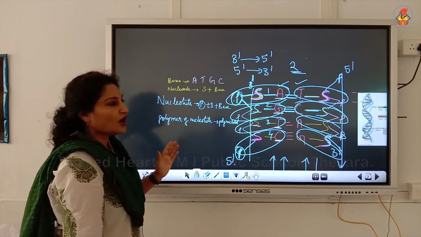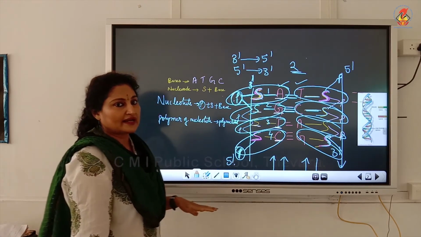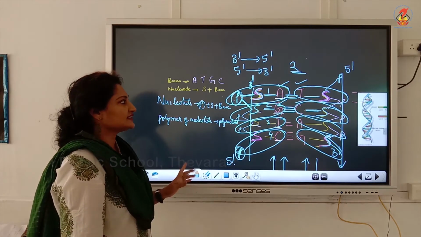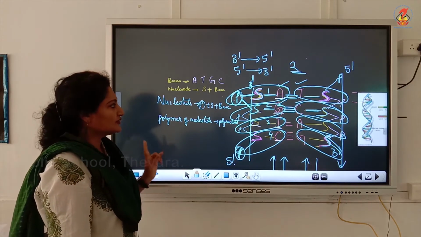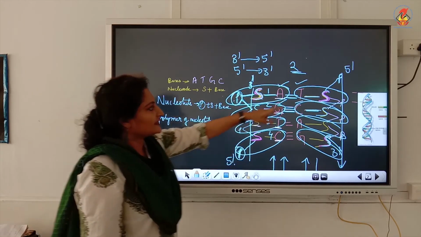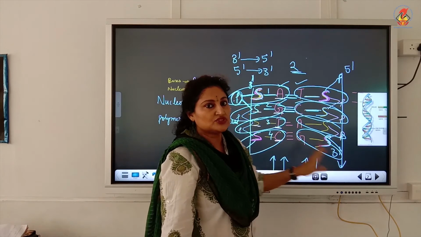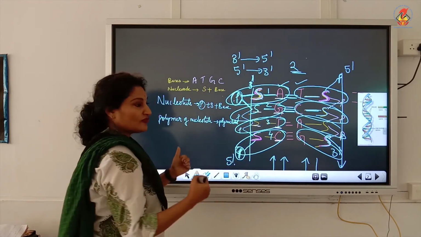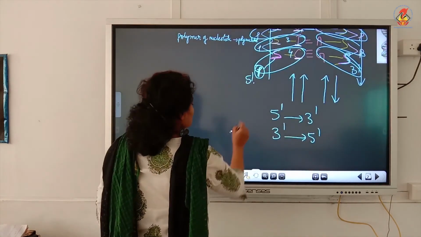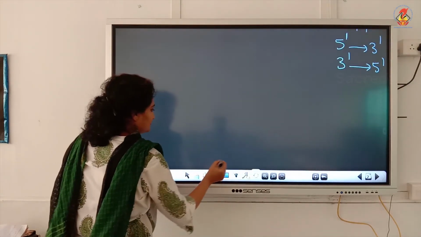And also remember how it is running. It is running anti-parallelly. When one chain is running in the 3 prime 5 prime direction, the other chain is running in the 5 prime 3 prime direction. It means that if one starts with sugar, it ends with phosphate, and the other starts with phosphate and ends with sugar. So to understand why we are using 5 and 3, we have to study the molecular structure. So let us go to the molecular structure.